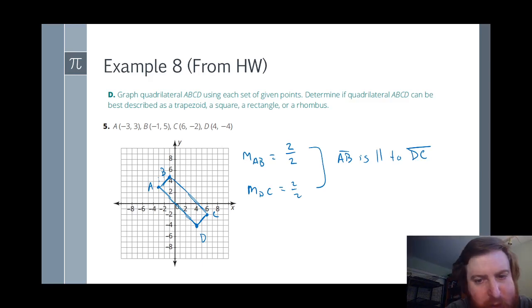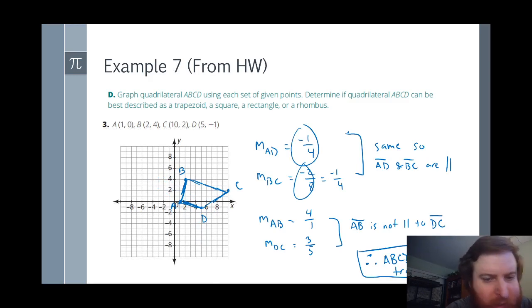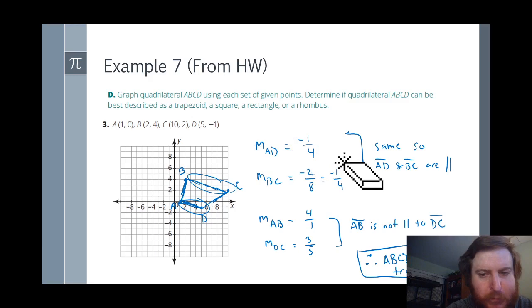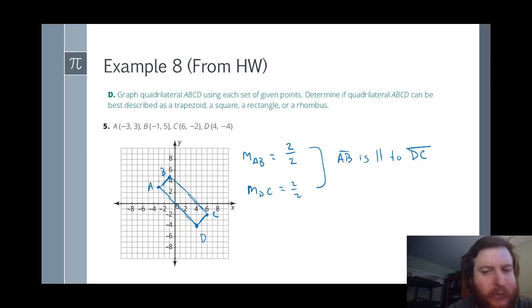Now, if you get 2 over 2 and 2 over 2, they're always going to be equal. Right, let's look at the last one. These had the same slopes, but see how it was -1 over 4 and -2 over 8? So they weren't equal. AD and BC don't have the same distances, but they do have the same slopes. That's because I had -1 over 4 and -2 over 8. They simplified to -1 over 4, but they were doing a different pattern. When I get 2 over 2 and 2 over 2, they're always going to be equal.